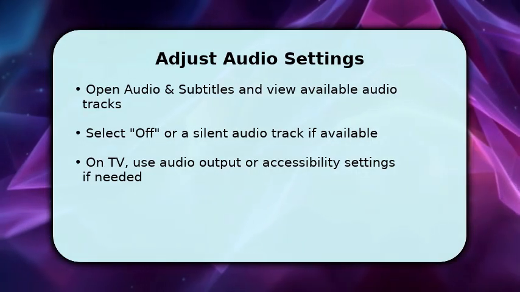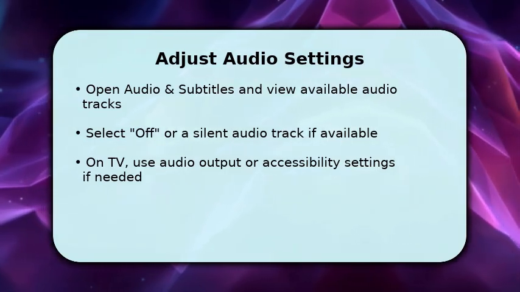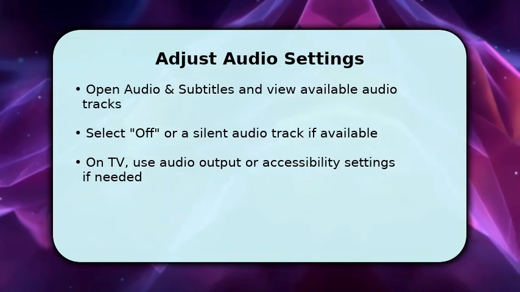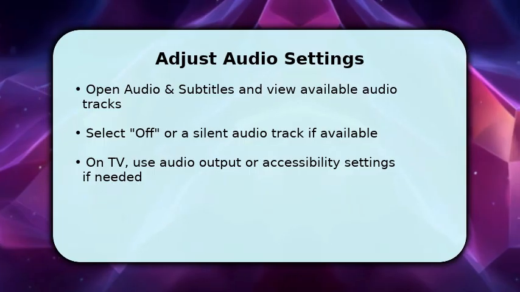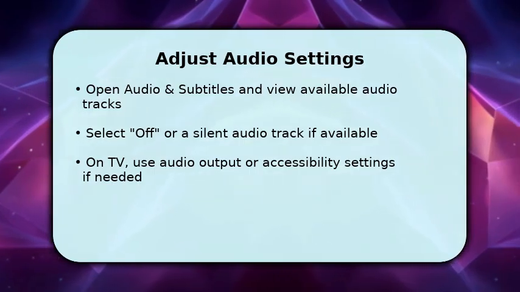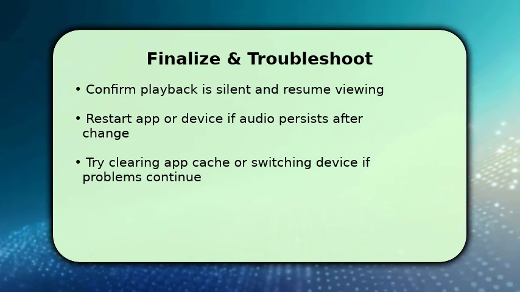On smart TVs, you might need the device's audio output settings. Set output to external speakers off or change to mono. If you use an app on mobile, use the device volume hardware buttons to mute after selecting the quietest track. Finish by confirming the audio is off during playback.